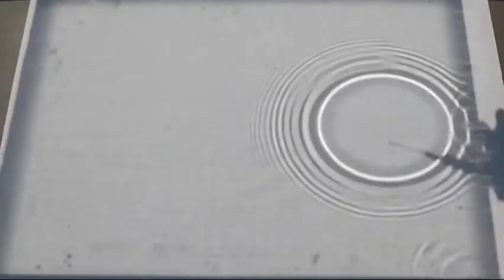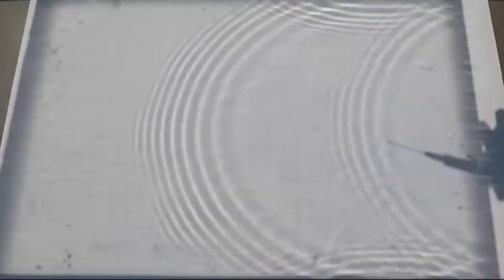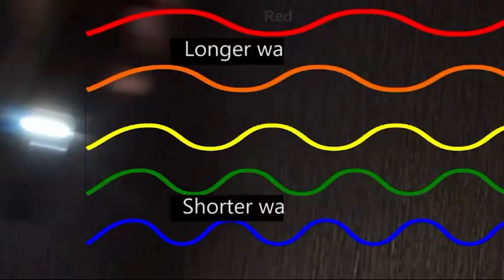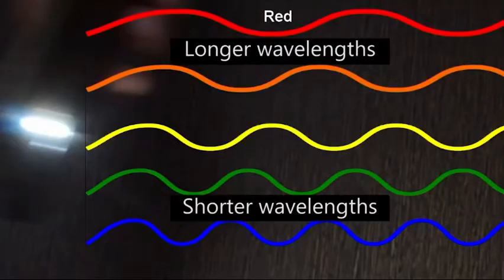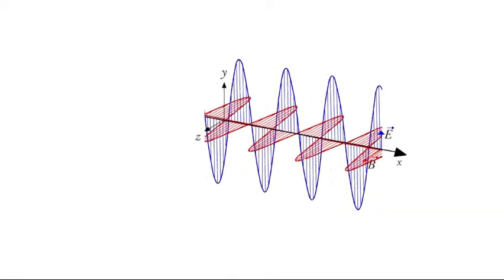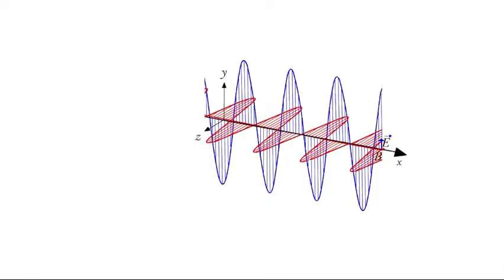Just like waves in water ripple out from their source, light can be thought of as a wave. Light consists of components, some with shorter wavelengths and some with longer wavelengths. A wavelength is a distance between the top of one wave and the top of the wave behind it.